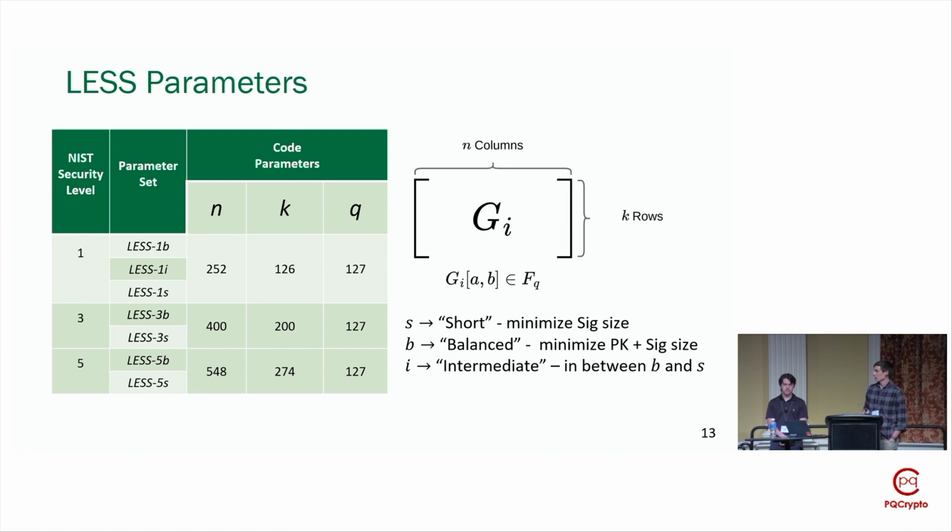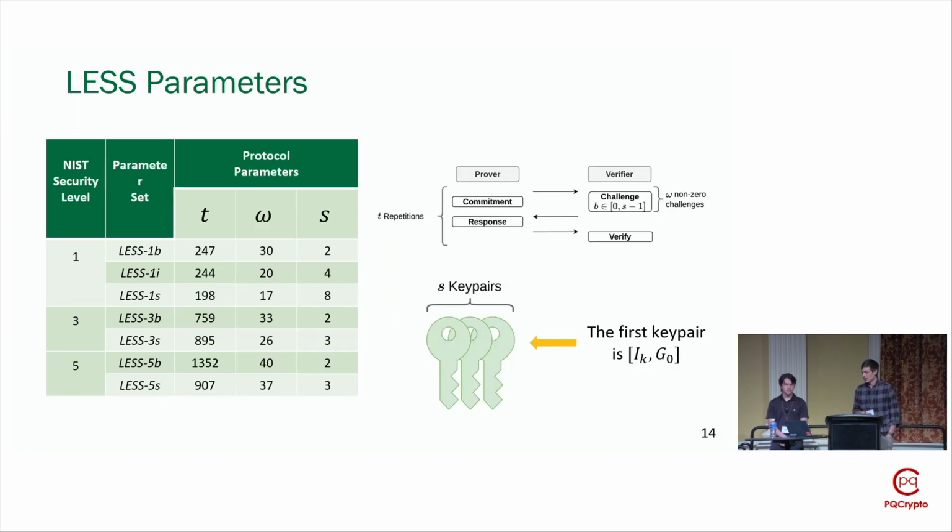Within each security level, they have 3 different parameter sets, optimizing for either minimum signature size, minimum combined public key and signature size, or intermediate, which is a balance in between. Touching on the code parameters, T is the number of times that you iterate the Sigma protocol. For the lowest security level, that's down at 250, and at the highest, it's up at almost 1,400. So we have a very large amount of those multiplications and RREF operations being performed in both sign and verification.